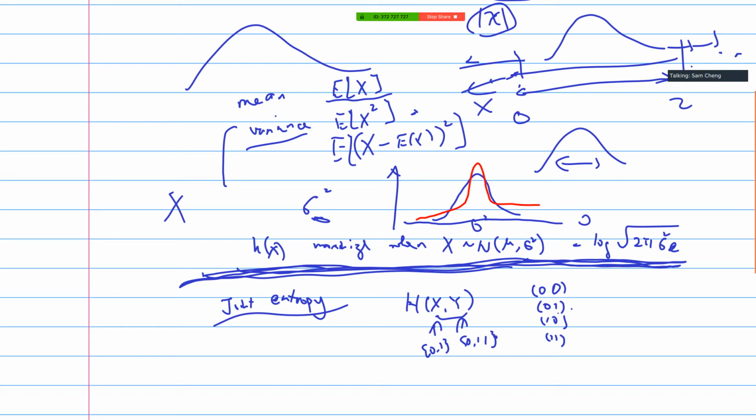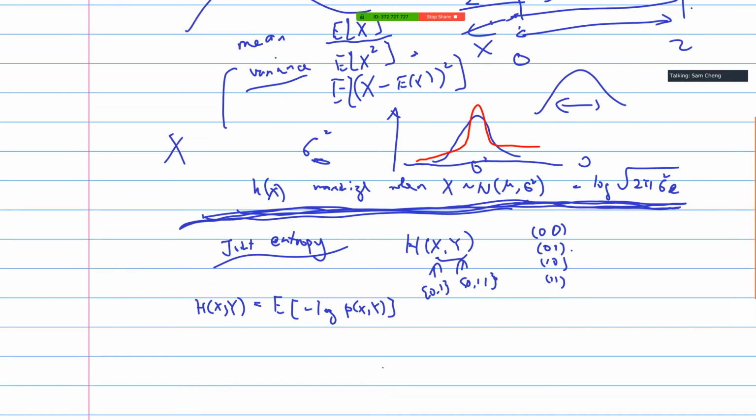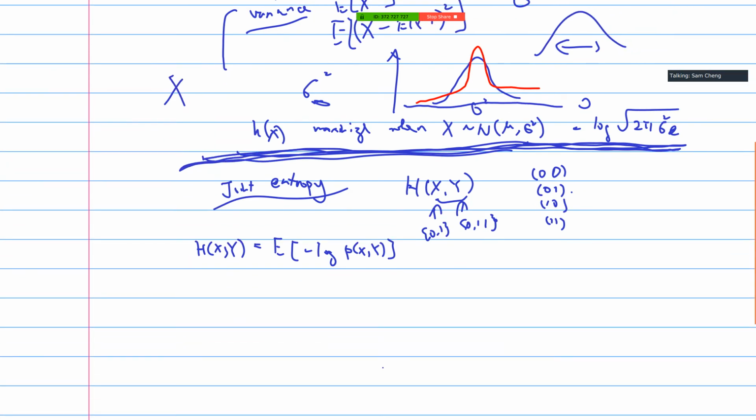So then of course, the entropy of xy is just again the expectation of minus log p xy. And this is very reasonable. We can extend that even to more than two random variables. Say I have x1 up to xn. Again, it's just equal to minus the expectation of log p x1 up to xn.